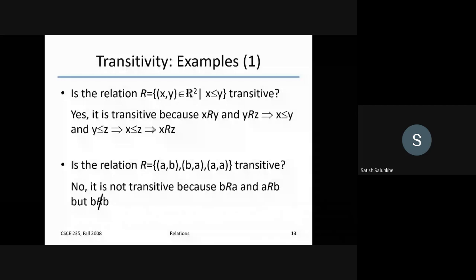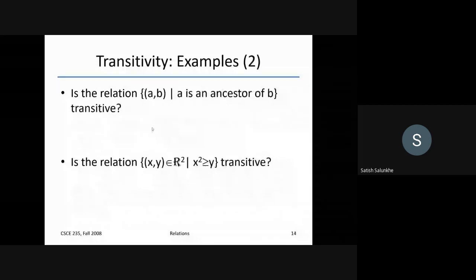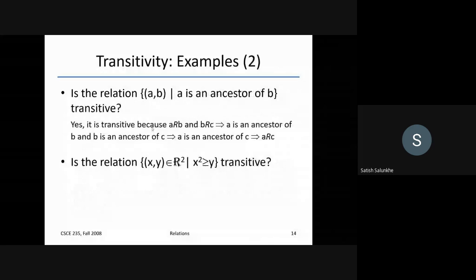So yes, this relationship is transitive, because A is an ancestor of B, B is an ancestor of C, so definitely A is an ancestor of C. Now what about this? Is this relation transitive? X and Y both belong to the real set. X square is greater than or equal to Y. Is it a transitive relation or not?